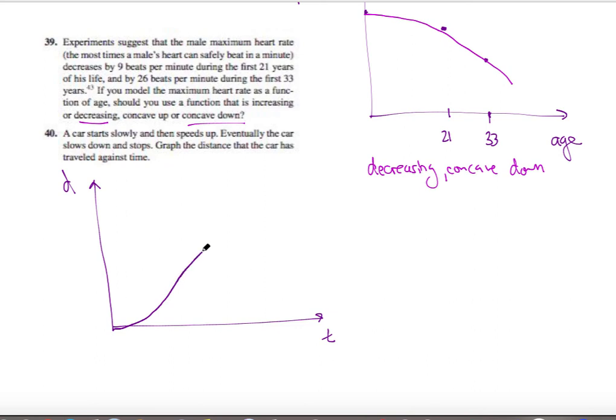Then eventually it slows down and stops, right? At this point, my slope is 0 because my distance is no longer changing with respect to time, right? So again, I started slowly and sped up, right? The rate of my distance change was increasing. And eventually I started to slow down, so the rate decreased, and then I stopped.